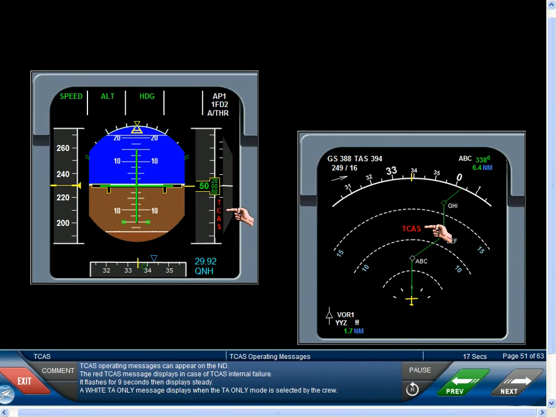TCAS operating messages can appear on the ND. The red TCAS message displays in case of TCAS internal failure. It flashes for 9 seconds, then displays steady. A white TA only message displays when the TA only mode is selected by the crew.